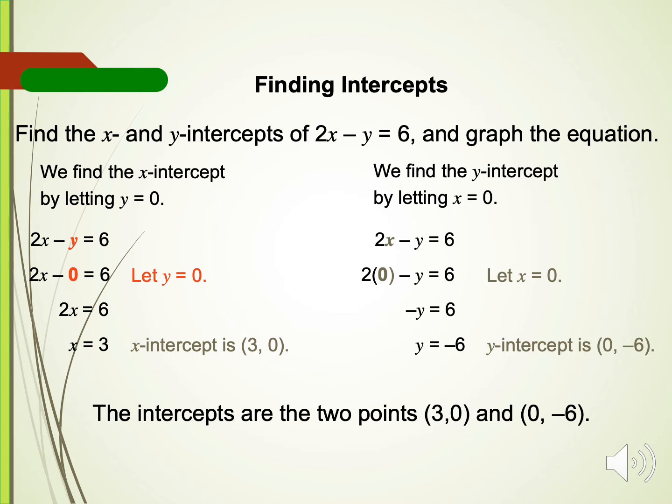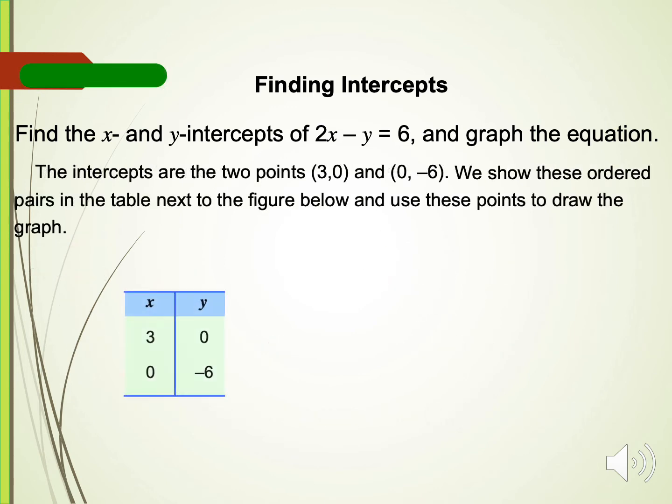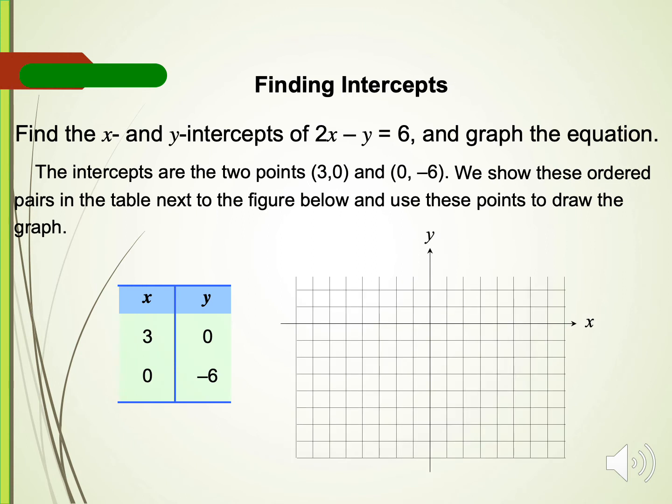Then graph it in the Cartesian plane. Okay, so first we have the 2 points, 3, 0, and 0, negative 6. So 3, 0 is there. Okay, then we have 0, negative 6, it's there. So connecting the 2 points, we have the line, the graph of 2x minus y equals 6. Now, the next thing we are going to do is graphing the horizontal and the vertical lines, because sometimes graphing the horizontal and vertical lines is somewhat tricky for some students.